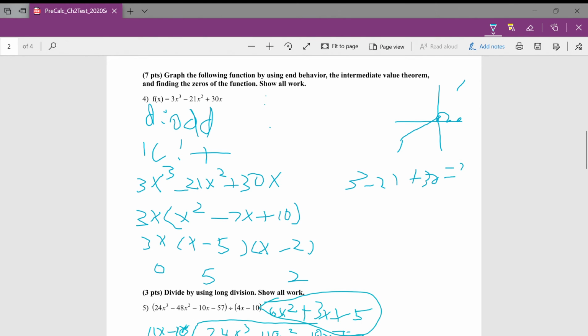It equals 12, but we didn't even have to add them. We just need to know if it's positive or negative, and that's going to show us what the graph is going to look like. Next one, we're going to plug in 3. When you plug in 3 for x, you get 81 minus 189 plus 90, which equals -18. So it's going to be negative. So now we know what our full graph looks like.